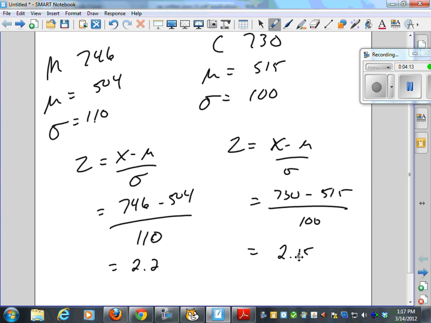So when they ask you to use Z-scores to compare two things, this is what they mean. They mean convert them to Z-scores and compare. Which one's bigger, which one's smaller? That's all you do.